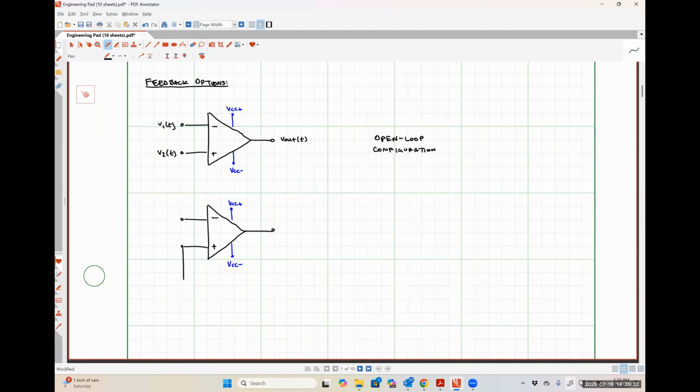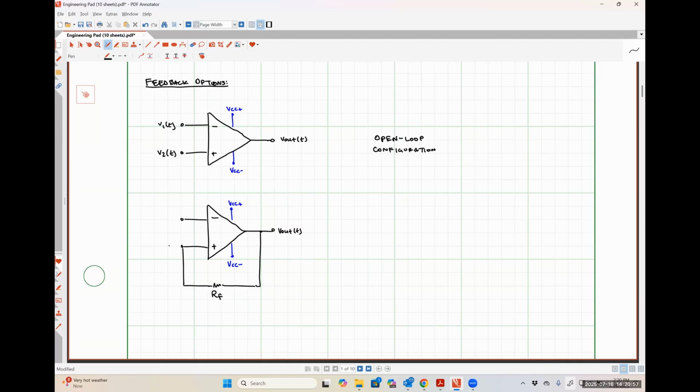We might do something like this, where we connect a resistor between the output terminal and the non-inverting input terminal. I'm going to label this resistor RF. The subscript F just stands for feedback. So this is our feedback resistor.